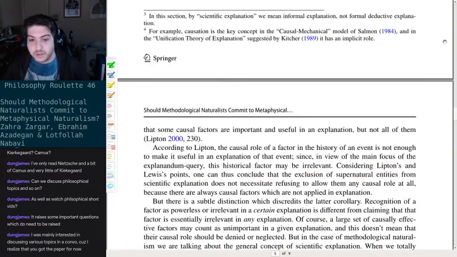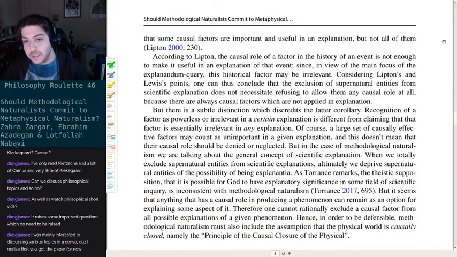This point demonstrates that some causal factors are important and useful in an explanation, but not all of them. According to Lipton, the causal role of a factor in the history of an event is not enough to make it useful in an explanation of that event, since in view of the main focus of the explanandum query, this historical factor may be irrelevant.